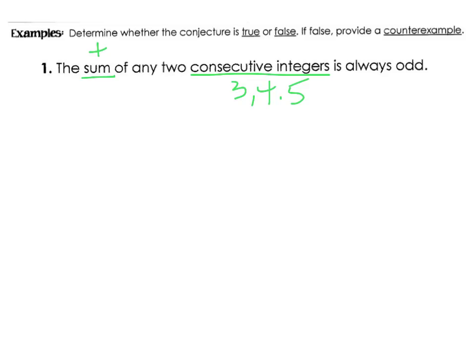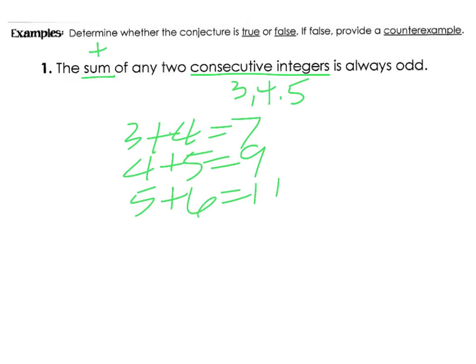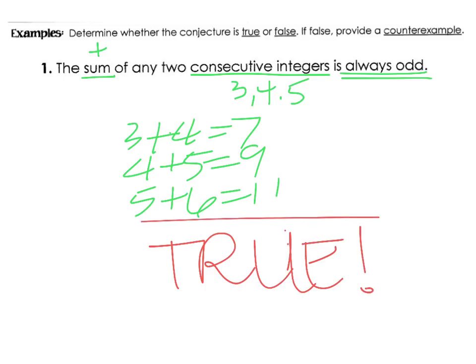So what we want to do is test this out. Let's start with the consecutive integers that we have here. 3 plus 4 equals 7. 4 plus 5 equals 9. 5 plus 6 equals 11. Anytime we add an even and an odd number together, it's always going to equal an odd number. We could do this a million times over, but this is a true statement. Anytime we add together 2 consecutive integers, it will always be odd. So this is a true conjecture, and we're done.